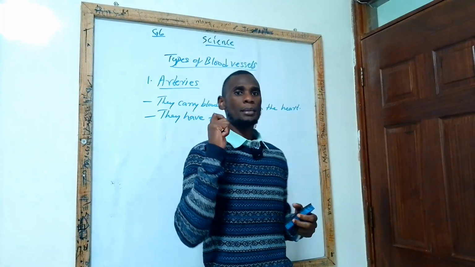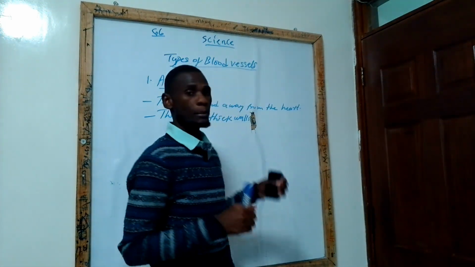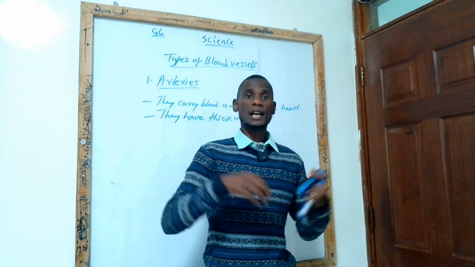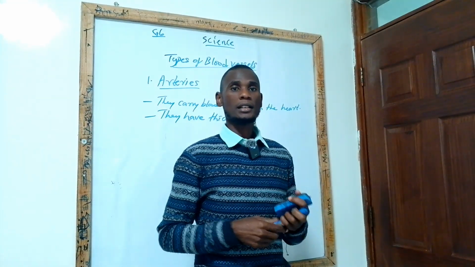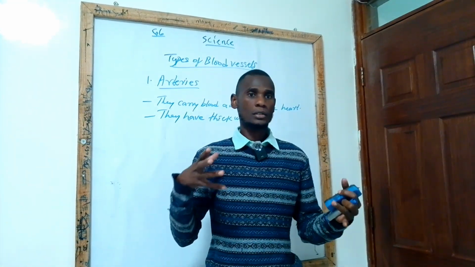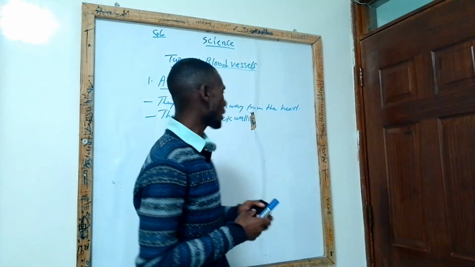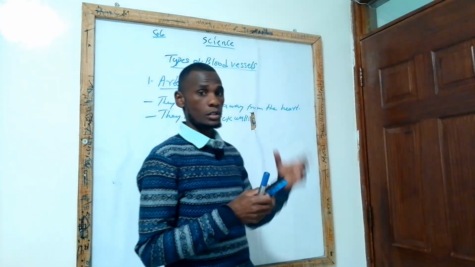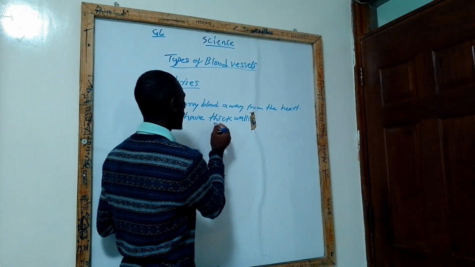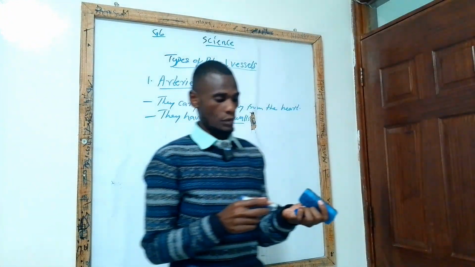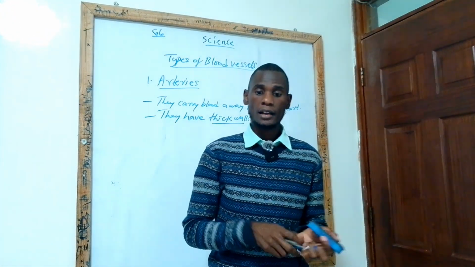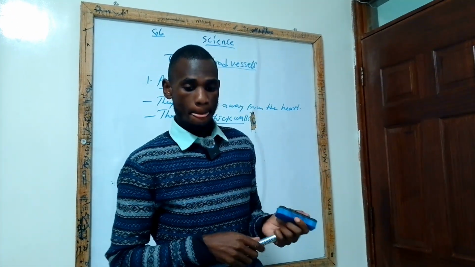So because of that pressure, these arteries must have thick walls to withstand that pressure, so that they cannot burst in case the pressure is high. So that's the reason why they have thick walls. They have thick walls because the blood that flows in arteries is under high pressure.